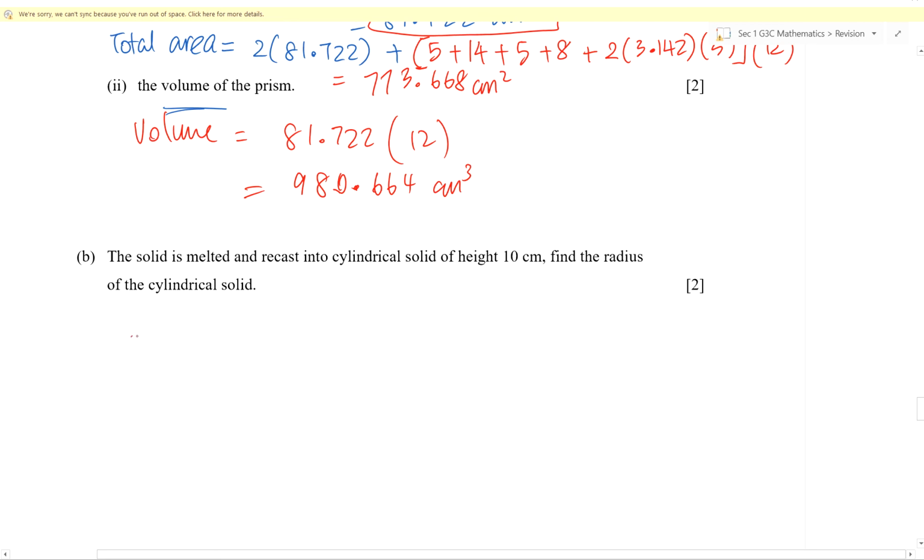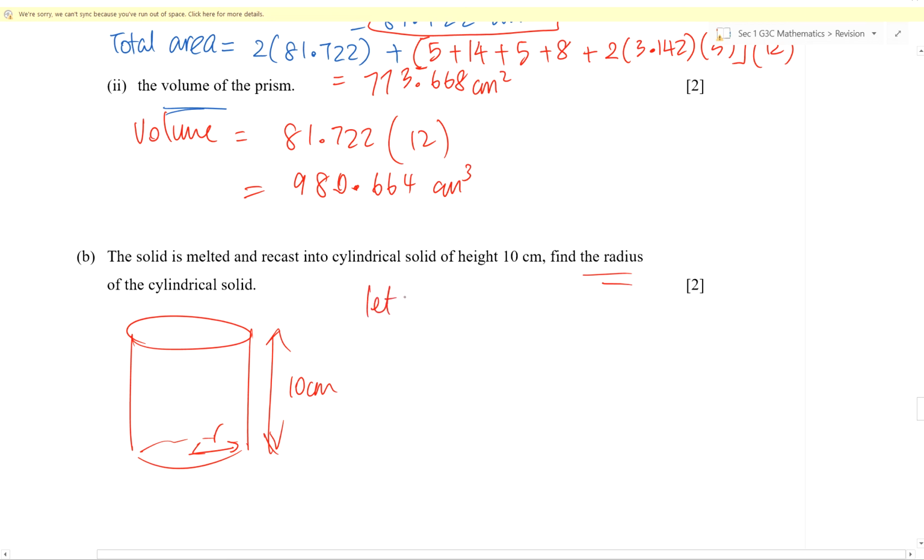So then it becomes a cylindrical solid, looking something like this. The height is 10 centimeters. And they want us to find the radius. So let this be r. Let radius be r cm. Okay, this is how I will do it. But I don't think everybody did it this way. Can I have a show of hands? How many of you thought along this way?